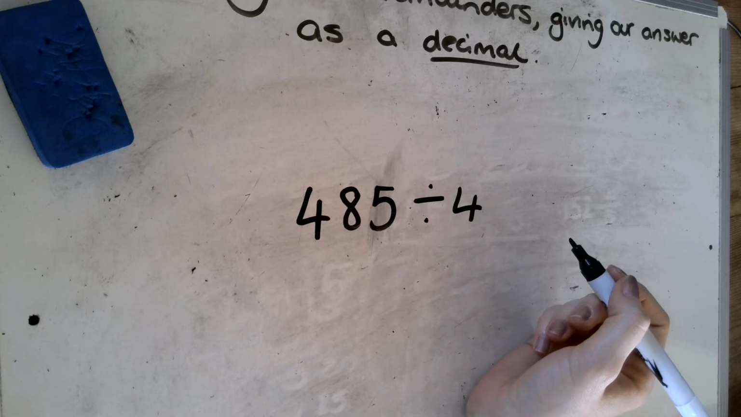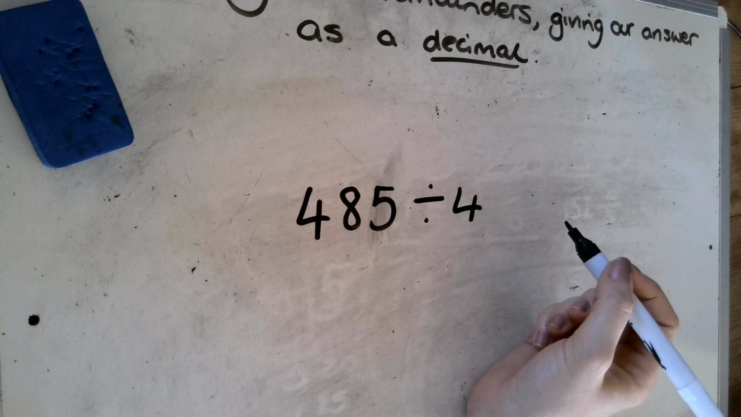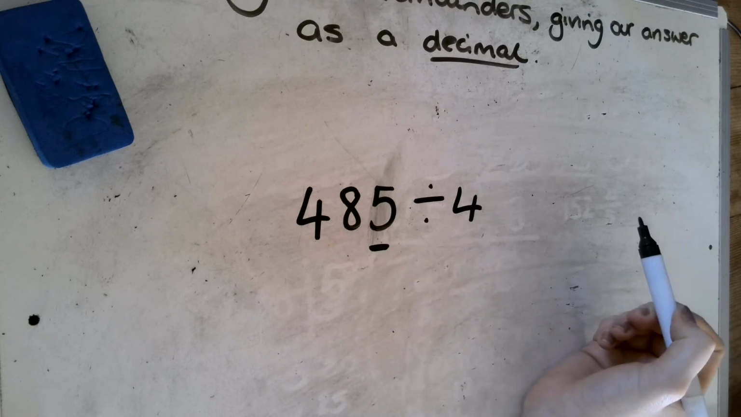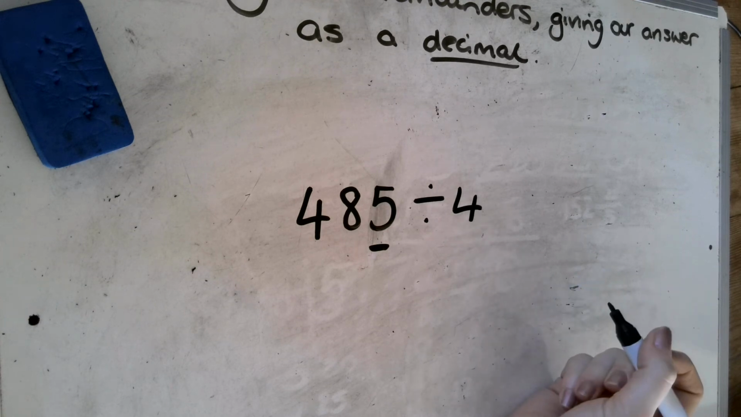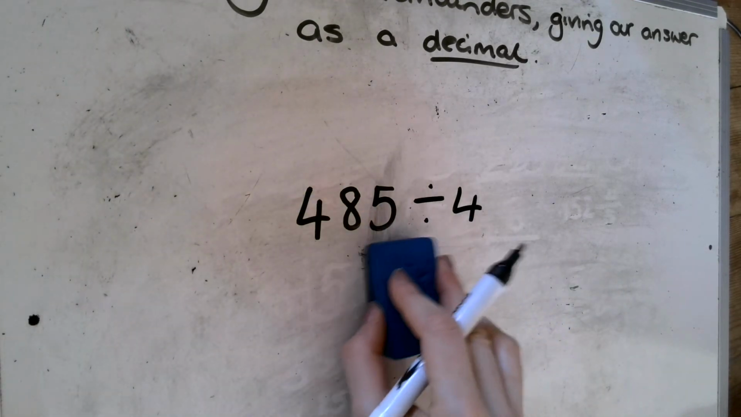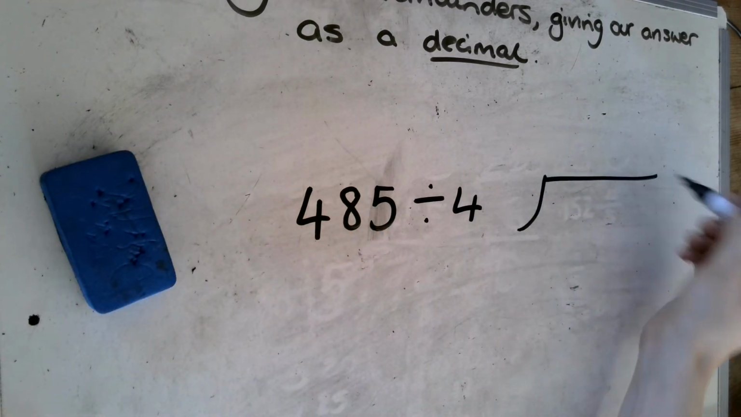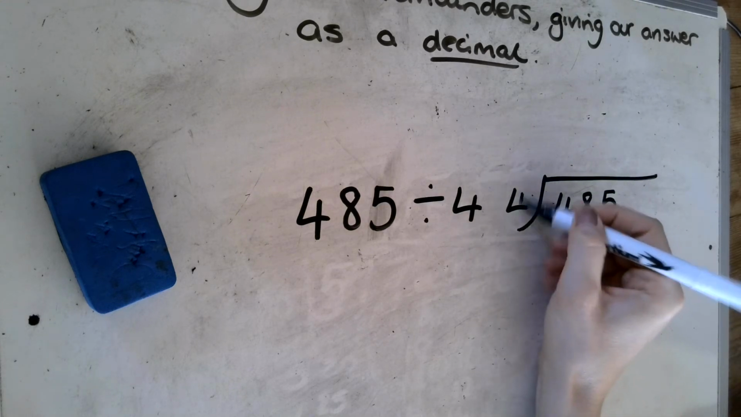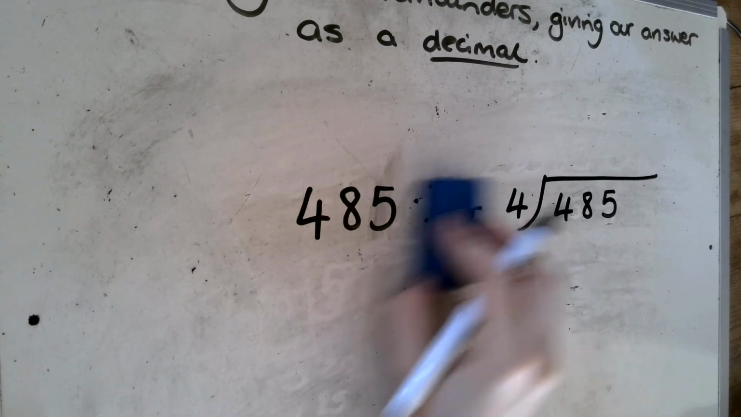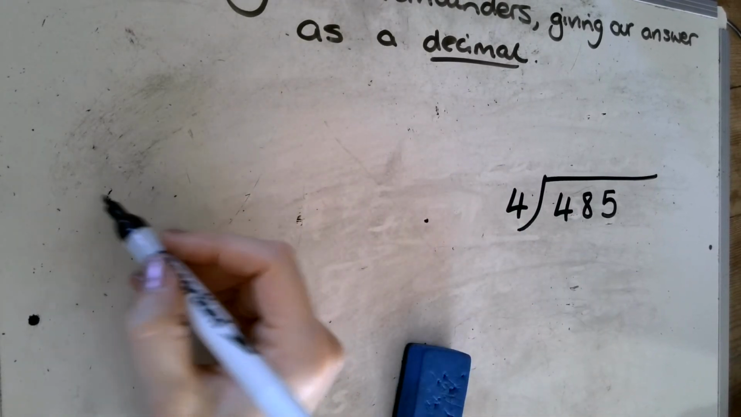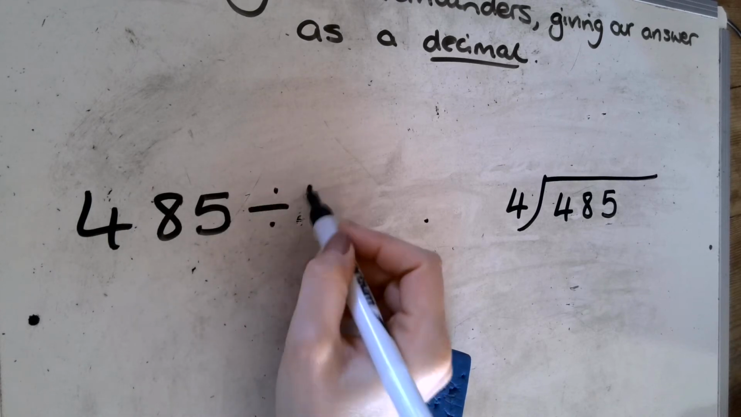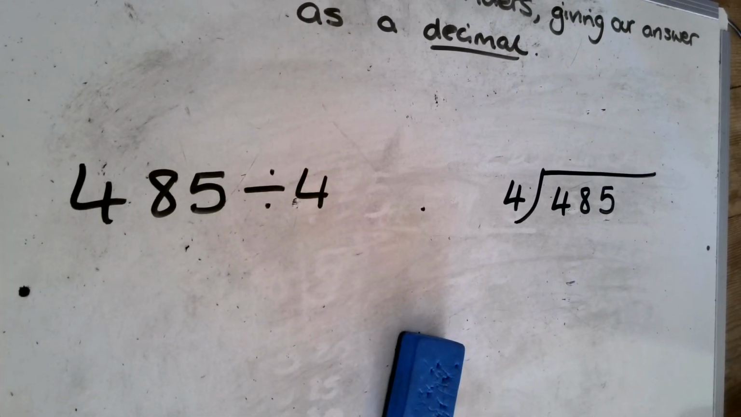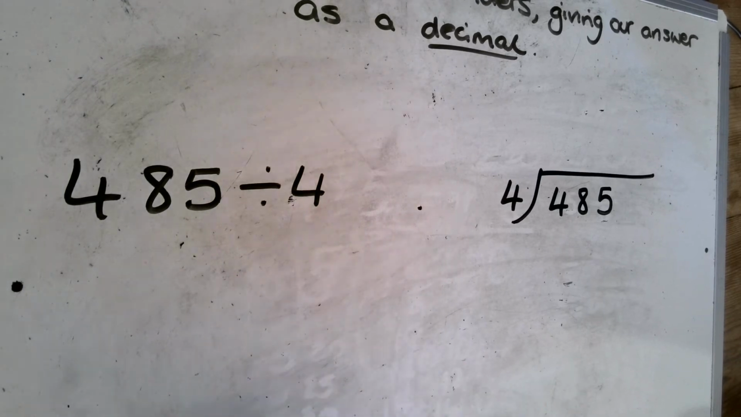Now I hope at home you are thinking as mathematicians and using your reasoning skills to identify that this number is odd, and we cannot divide odd numbers by even numbers without there being a remainder. So draw your bus stop, and we're going to write in 485 divided by 4. I'm just going to move this over slightly so our numbers are not too close together. Okay, if you are already starting without me, well done. Let's see if you beat me by getting the answer before I do.